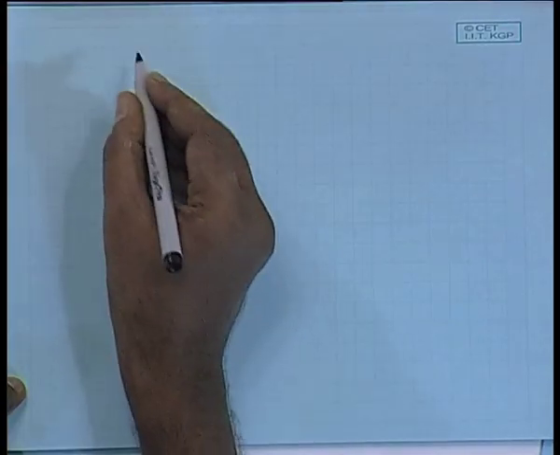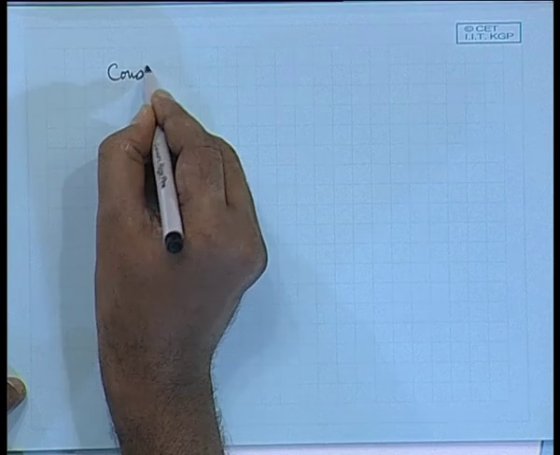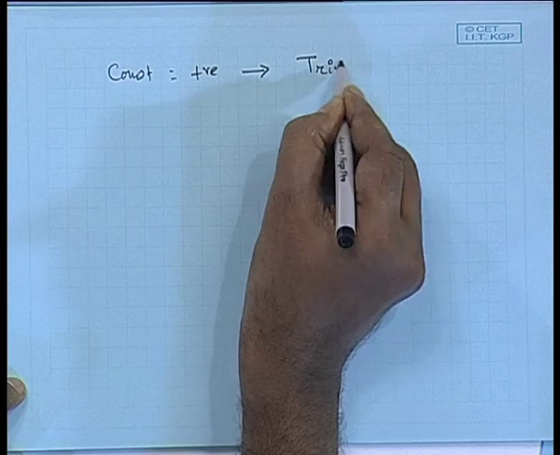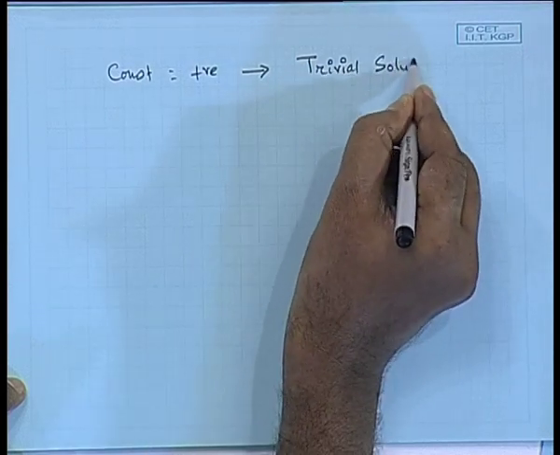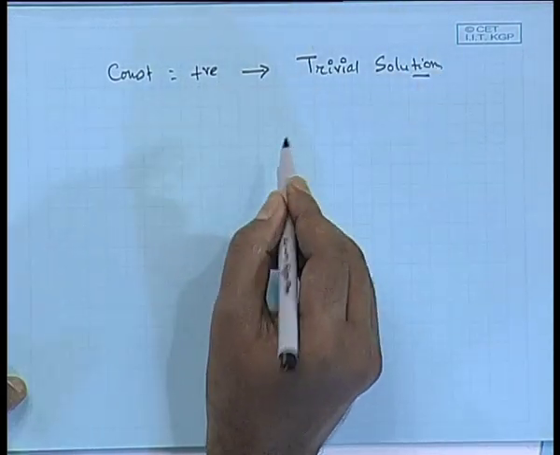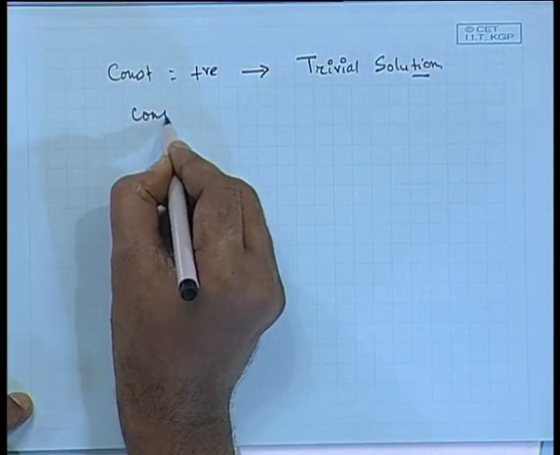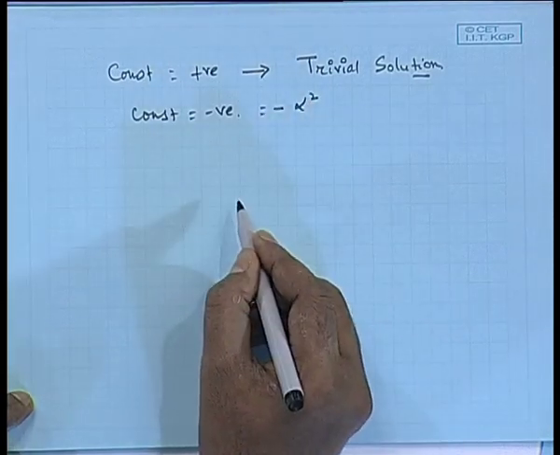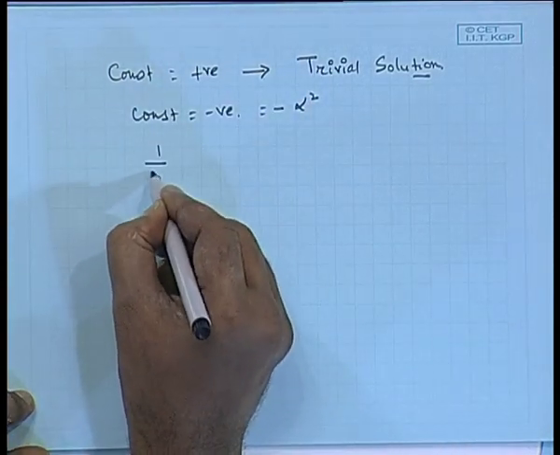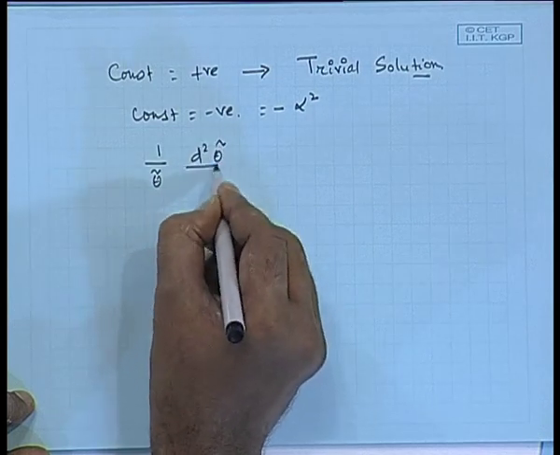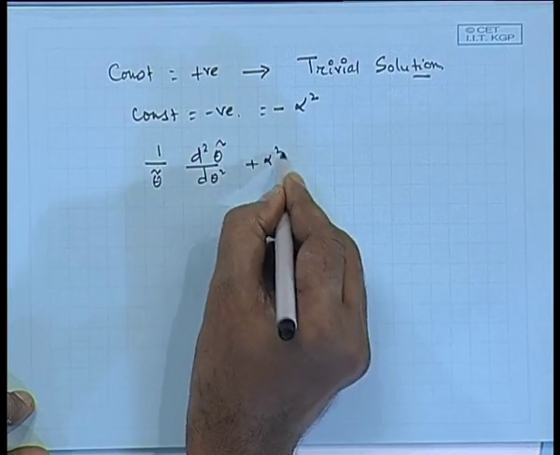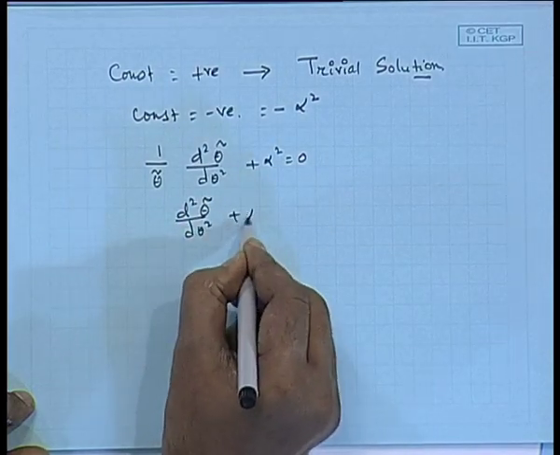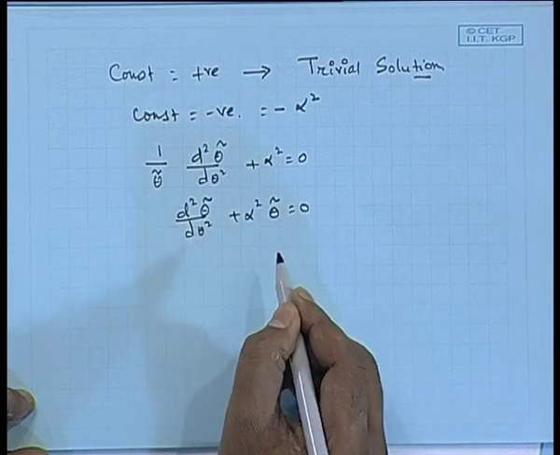If the constant is positive, you will get a trivial solution. You can try that out. So, we will not be considering that. If the constant is negative, let us say minus alpha square, then you will get 1 by theta hat d square theta hat d theta square plus alpha square is equal to 0, or d square theta hat d theta square plus alpha square theta hat equal to 0, right.